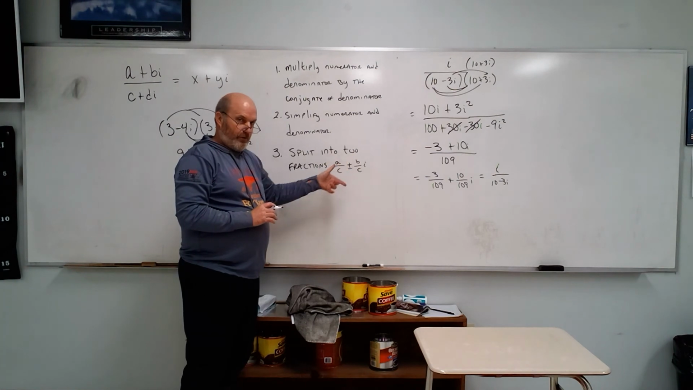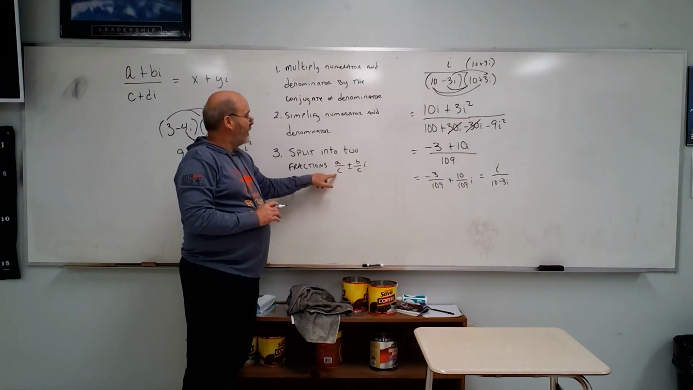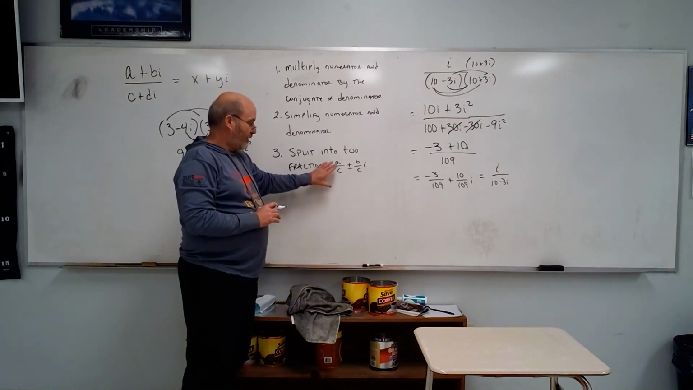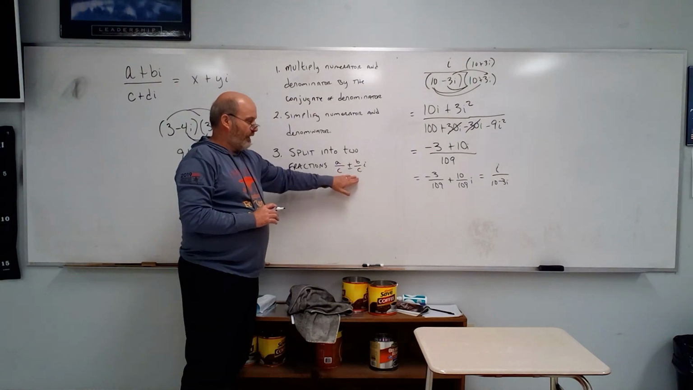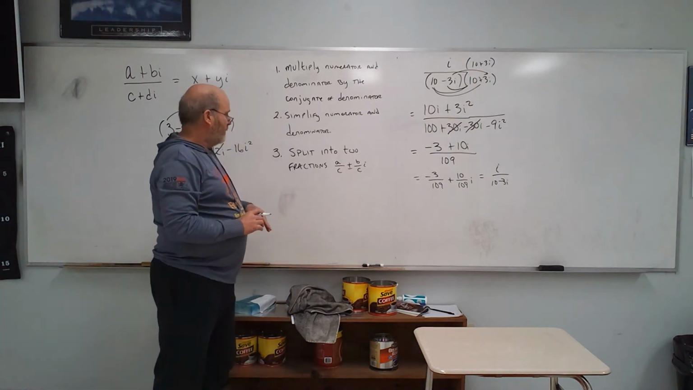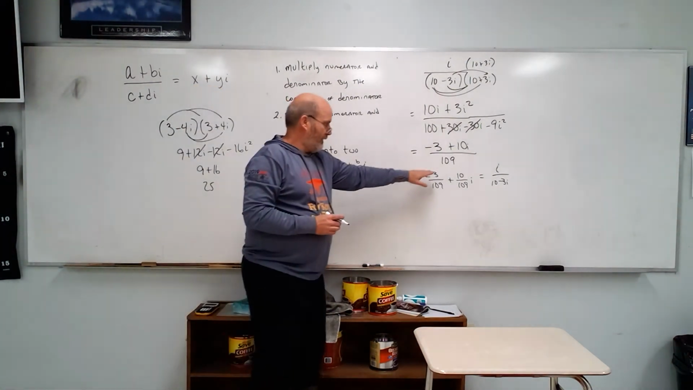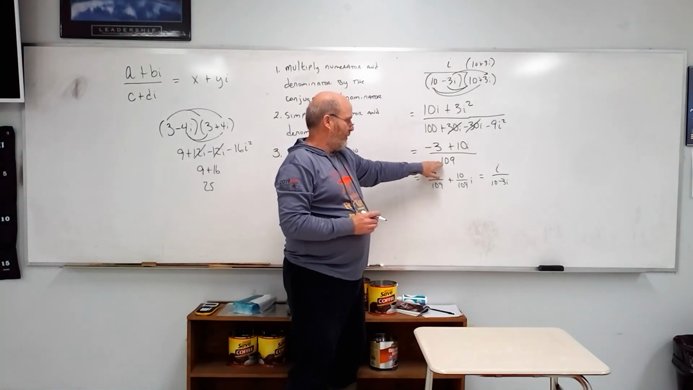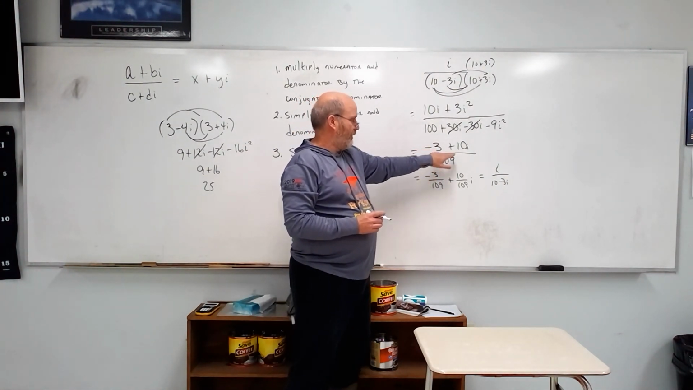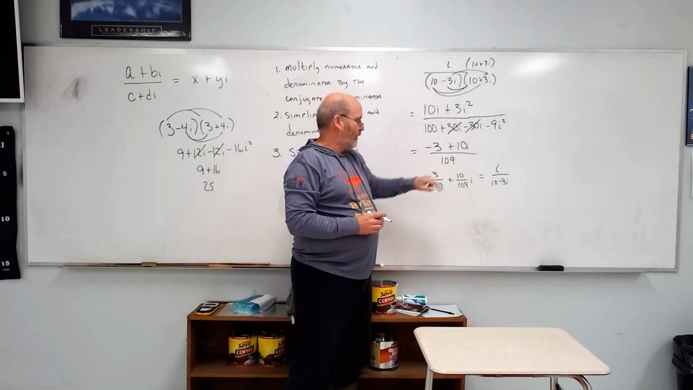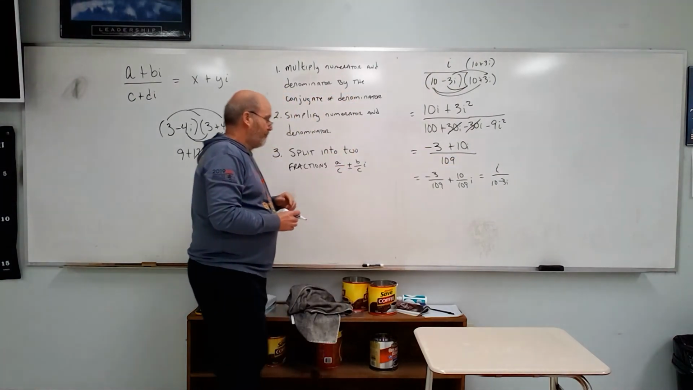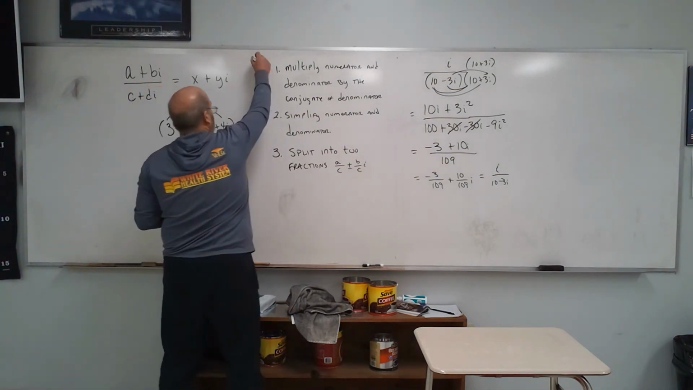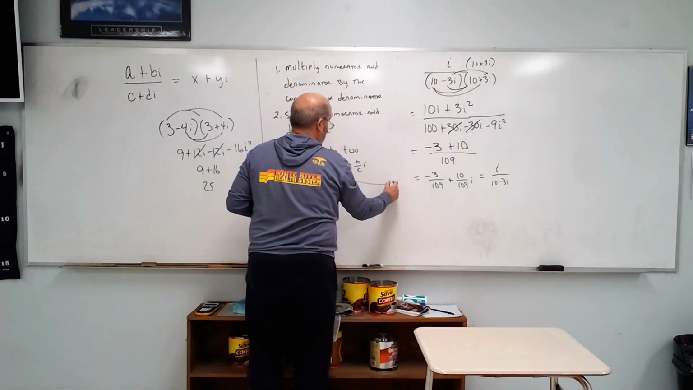Sometimes one of these fractions will simplify. There'll be a factor in one and the other one won't. So sometimes you may end up with different denominators after you simplify your fractions. But, like we had here, this became a common denominator, so we end up with negative 3/109 plus 10/109 times i. And that's how we divide complex numbers.